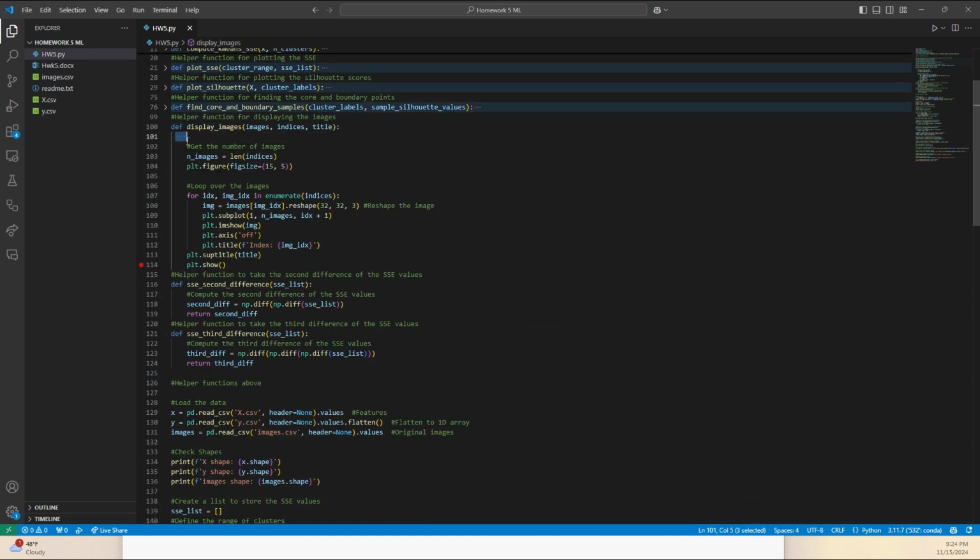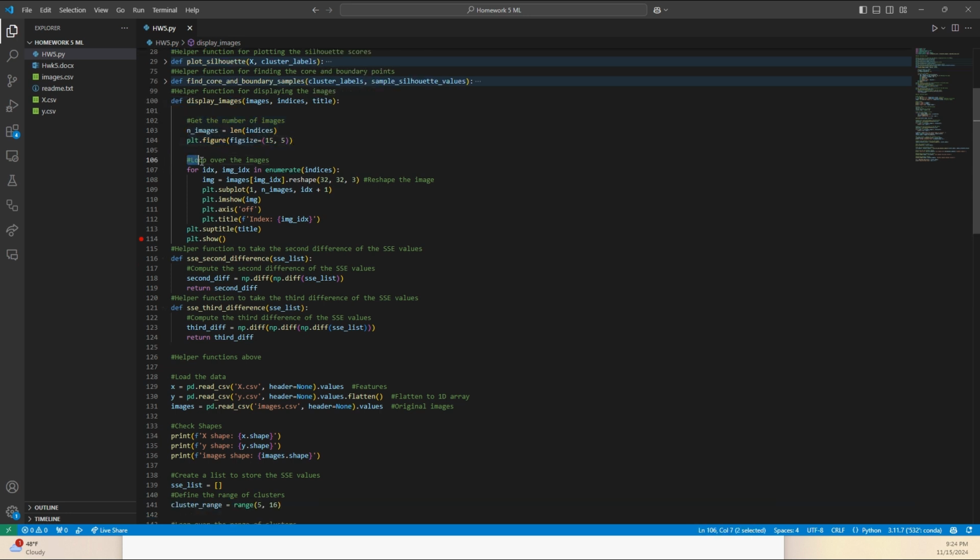This displays the images, so it gets the number of images, and then loops over, reshapes it, and displays it for whatever you're calling to it.